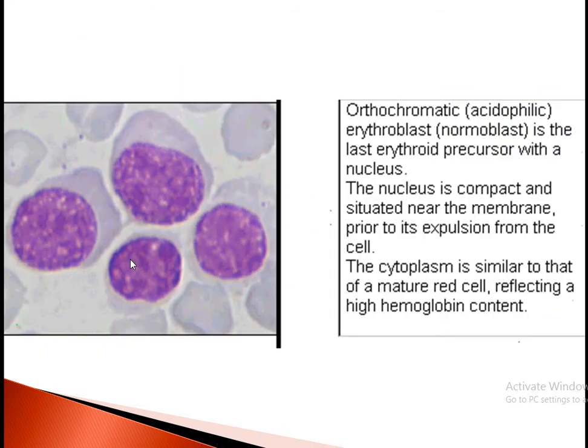The next stage is the orthochromatic erythroblast, which is the last erythroid precursor with the nucleus. The nucleus is compact and situated near the membrane prior to its expulsion from the cell. The cytoplasm is similar to that of a mature RBC, reflecting a high hemoglobin content.